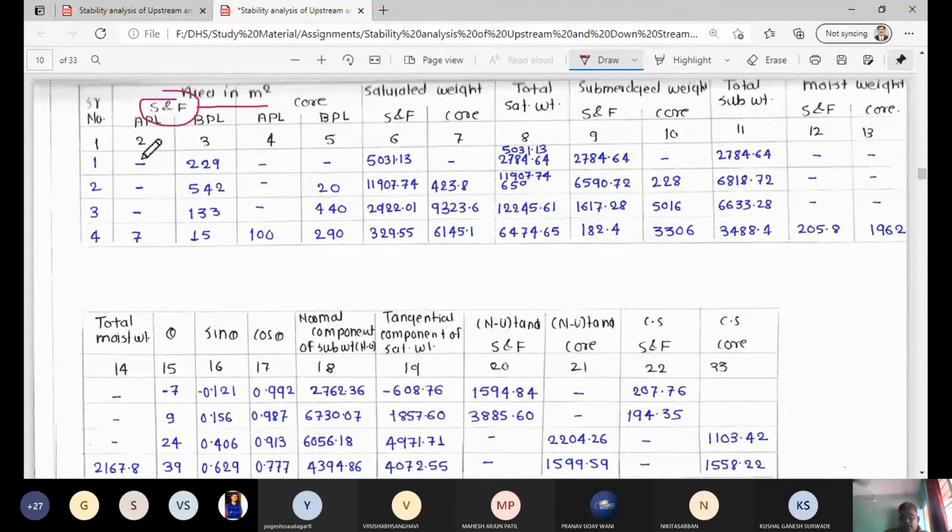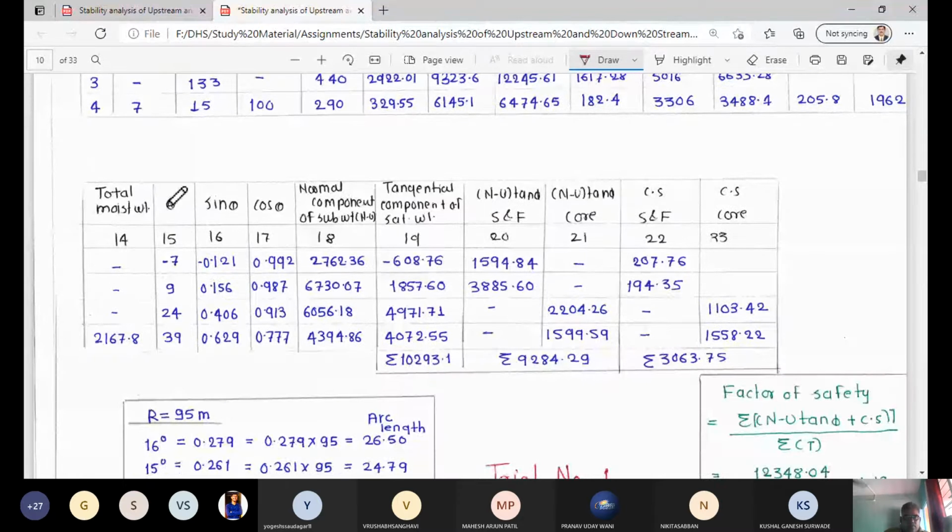Similarly you need to go to the next step. Knowing theta, find sin theta, find cos theta, as well as the normal component, you need to find N minus U. And you know the factor of safety against sliding is nothing but the overturning moment divided by the stabilizing moment.